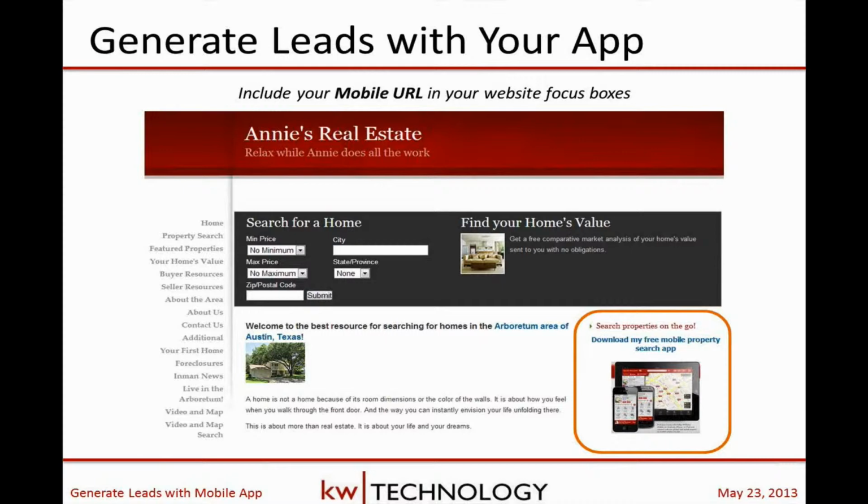You can use any image, maybe from your app landing page, which I'll show you in a moment, and that's where this snippet came from, and just insert that image into the focus box and then add a hyperlink to that image, and that hyperlink is going to drive traffic to your app landing page. And again, I'll show you what that is in just a moment. So that mobile URL is actually driving traffic to an app landing page.